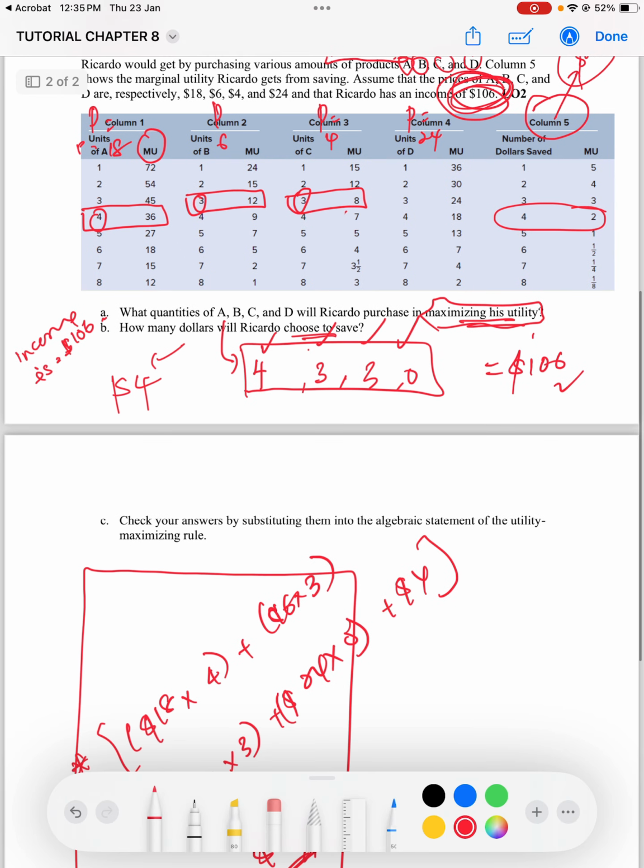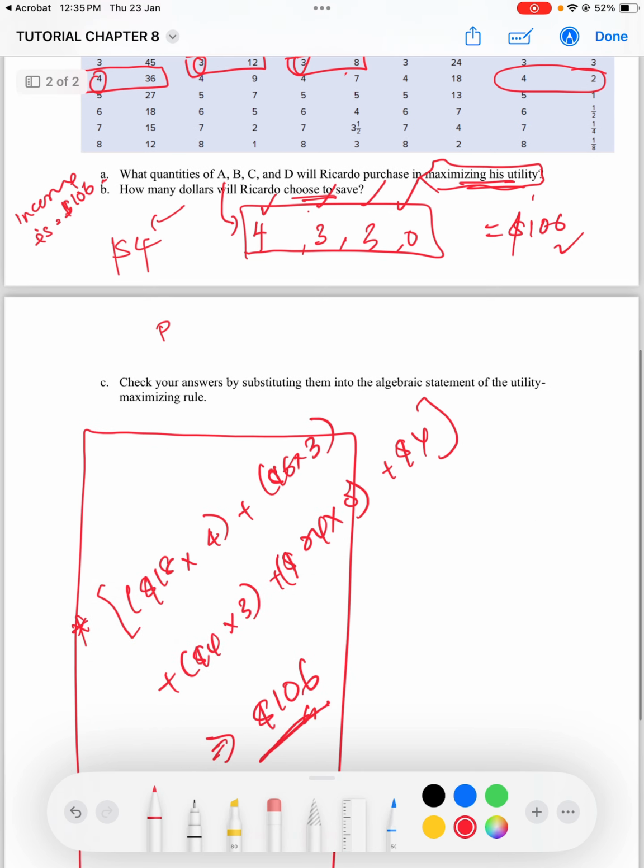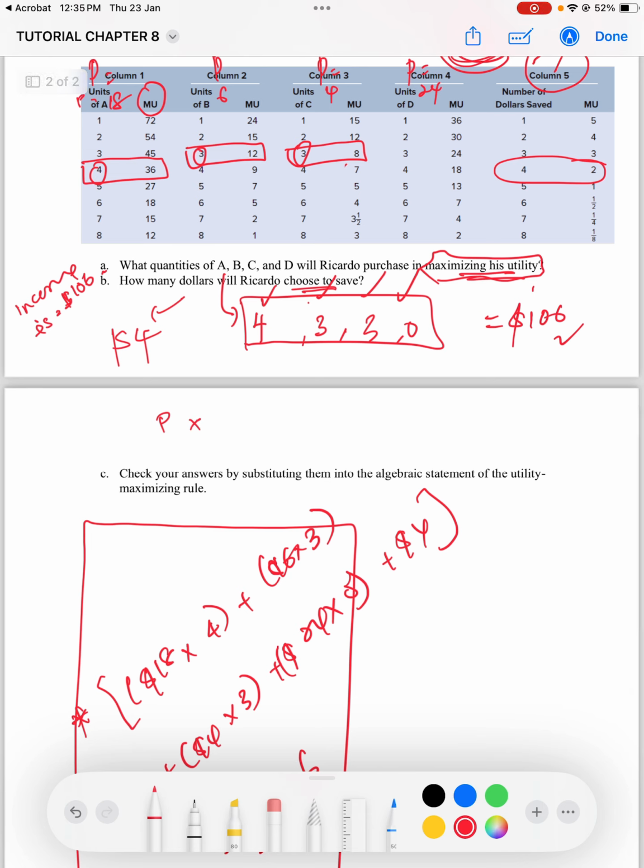Now, how many dollars will Ricardo choose to save? Number B, you have to multiply the price by the unit. Like we said earlier, the price for product A is 18, so 18 multiplied by 4. How many dollars will Ricardo choose to save? Only $4.